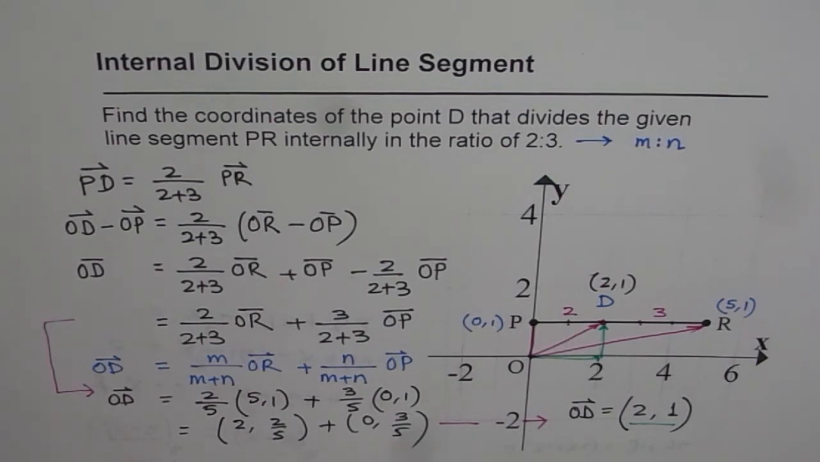So what we will do from now onwards is that we'll generalize and we'll not make this kind of small sketch. So from now onwards we can actually use this formula, OD equals m over m plus n OR plus n over m plus n OP, to find a point which internally divides the line in a ratio of m is to n.